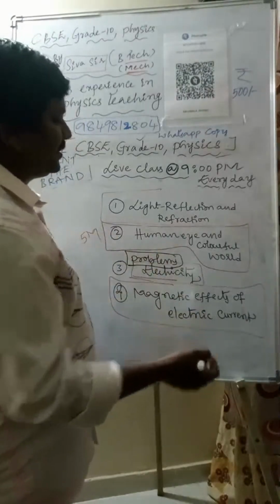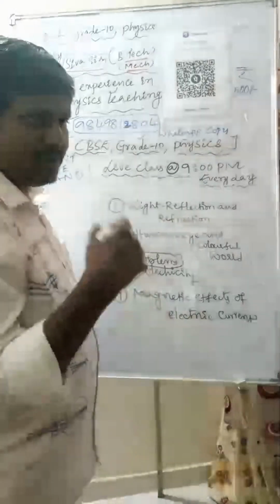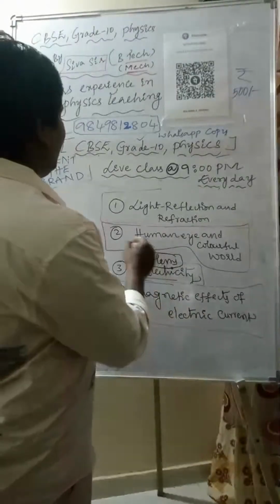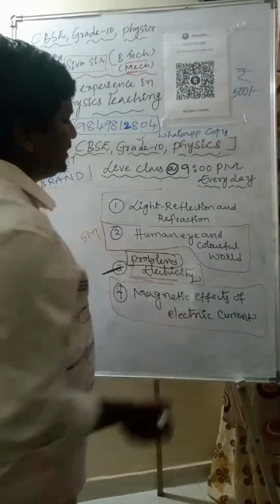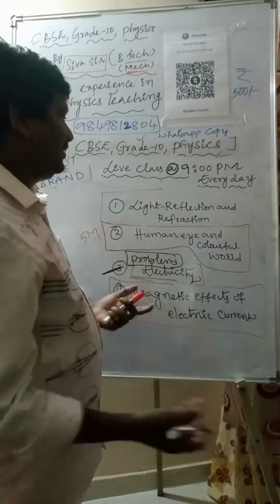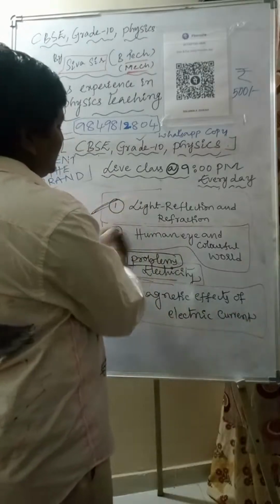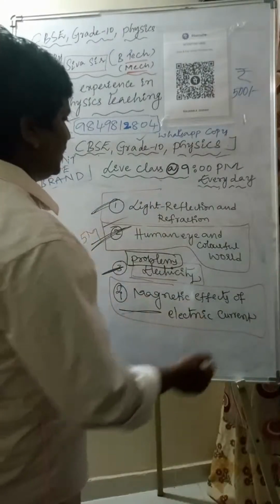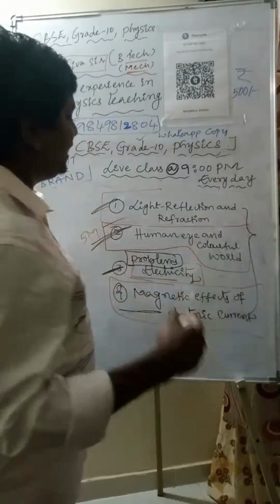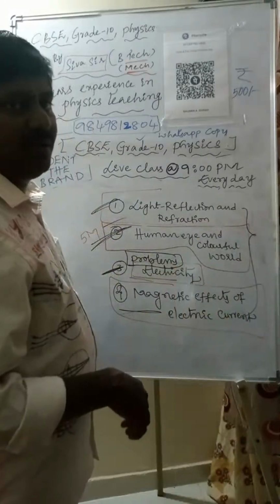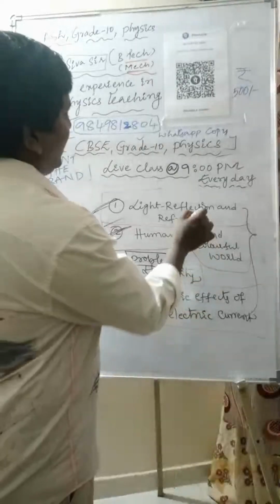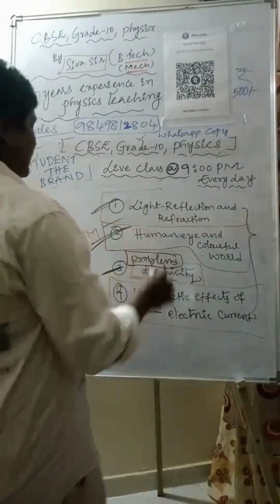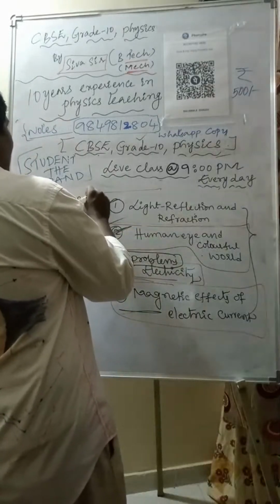In the remaining chapters, problems are there too, and we have to do them. But mainly if you concentrate here, the remaining chapters will feel easy. This is also a diagram based chapter. These chapters are diagram based, so diagram based questions will come from light reflection and refraction, the human eye and colourful world, and magnetic effects of electric current.